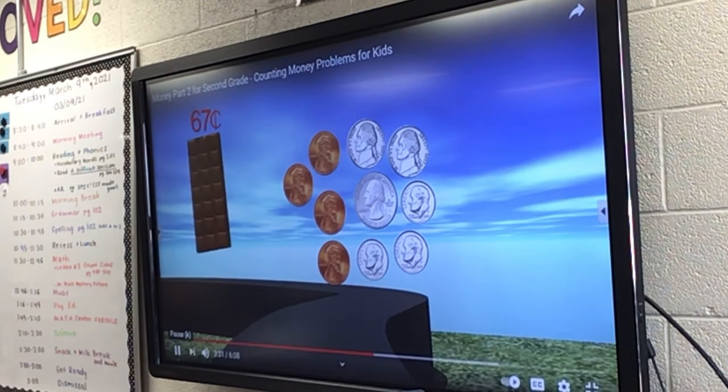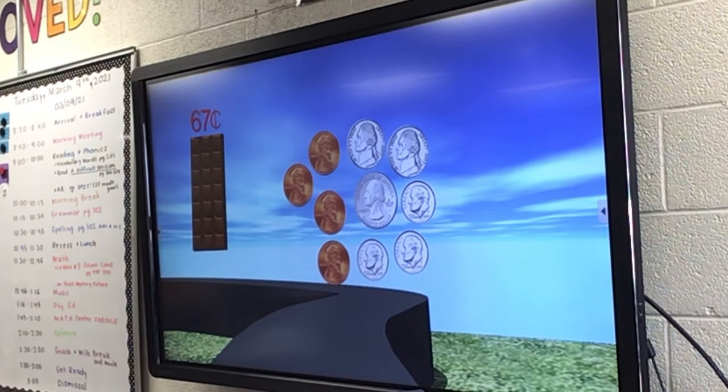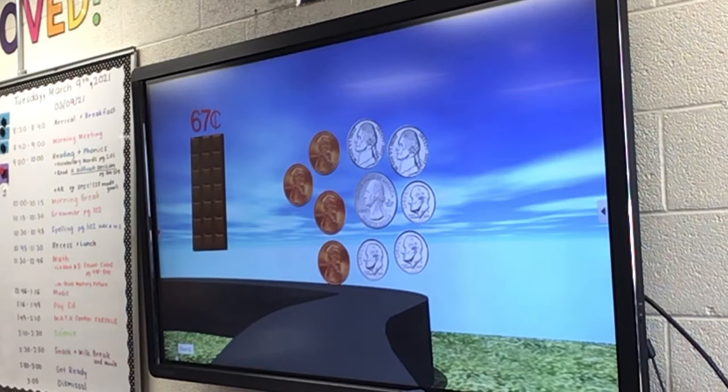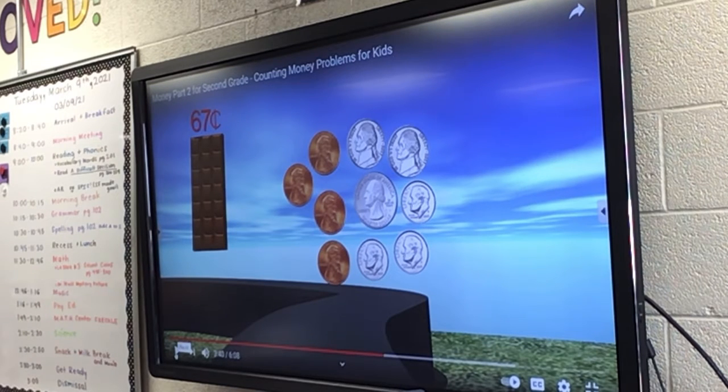Okay, we are at our last checkpoint, and this problem is a little bit harder. We have a candy bar here that costs 67 cents. On the right side, we have a bunch of change. Do we have enough change to buy this candy bar? Yes. All right, let's look. Let's count this as a group.